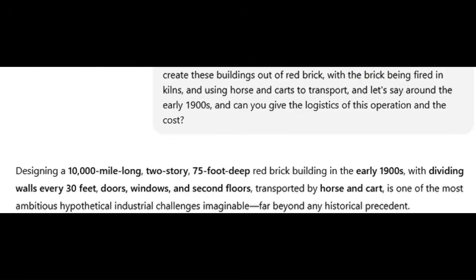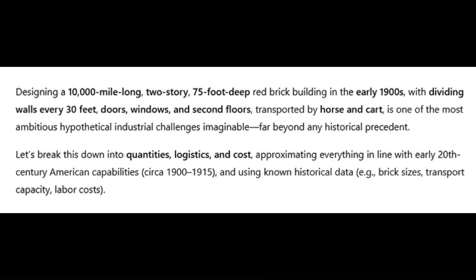Designing a 10,000-mile-long, 2-story, 75-foot-deep red brick building in the early 1900s, with dividing walls every 30 feet, doors, windows, and second floors, transported by horse and cart, is one of the most ambitious hypothetical industrial challenges imaginable, far beyond any historical precedent. Let's break this down into quantities, logistics, and cost, approximating everything in line with early 20th century American capabilities, circa 1900 to 1915, and using known historical data, e.g., brick sizes, transport capacity, labor costs.